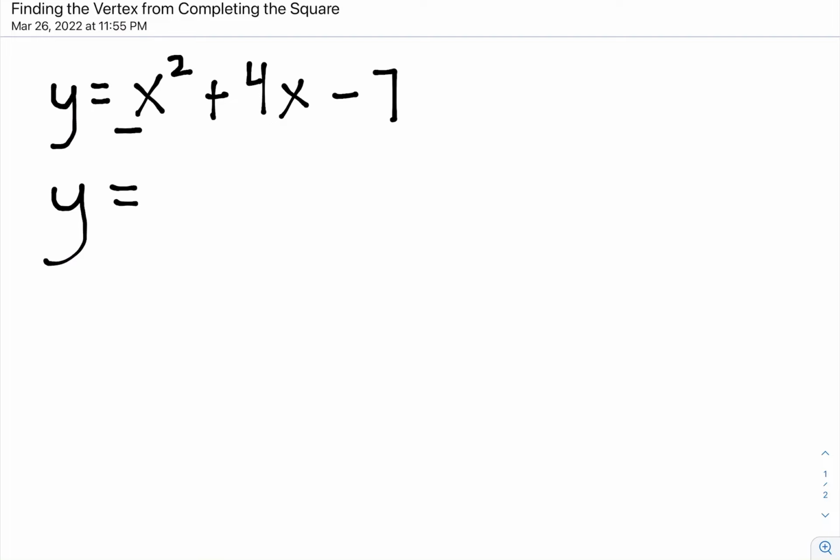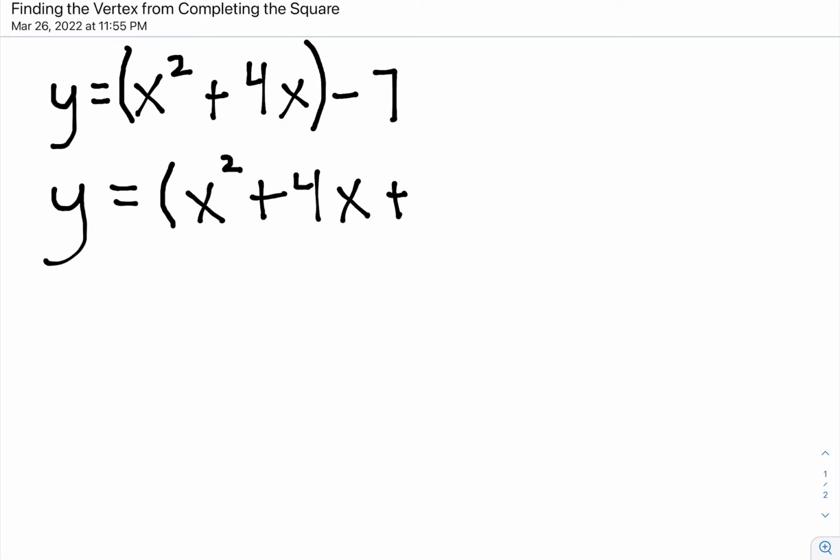Okay, so there's an imaginary 1 there, right? This is like 1x squared. So if it's a 1, we don't need to factor anything out. The first step you do is you put brackets around the first two terms, and we always leave the last term on the outside of the brackets. Okay, so now that I have my brackets, you're going to keep the x squared as it is. We're going to keep the 4x as it is, and we're going to add and subtract a term inside the brackets and keep the negative 7, okay?